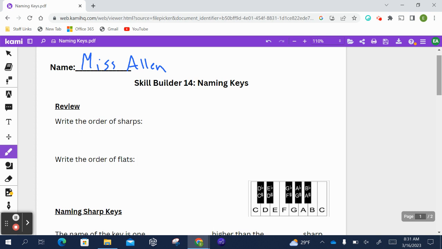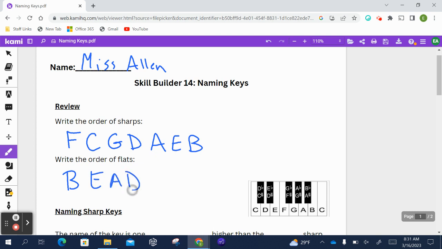Hopefully you remember that the order of sharps is F, C, G, D, A, E, B. And you can think fat cats go down alleys eating birds. And then the order of flats had two pictures. The first was of beads, B, E, A, D. And then of math, because the thing we're going to think about is greatest common factor.